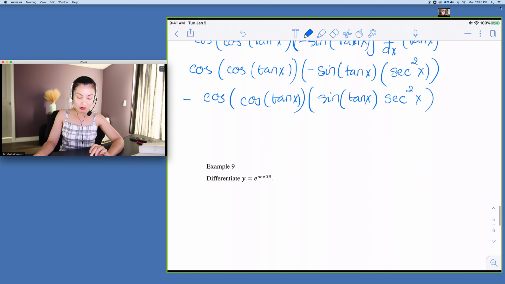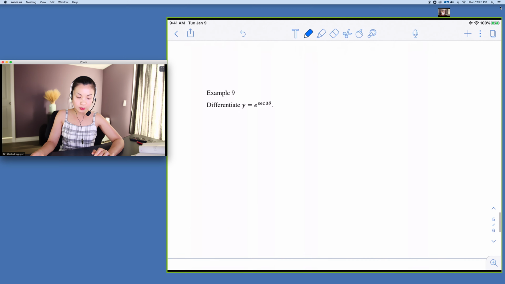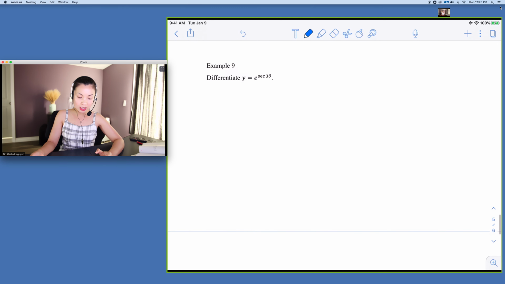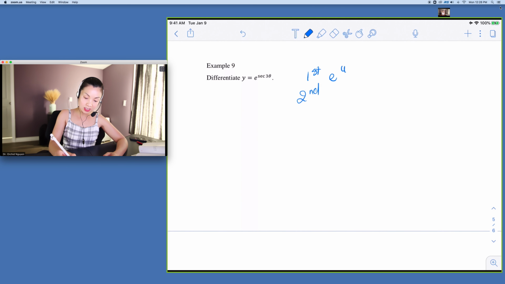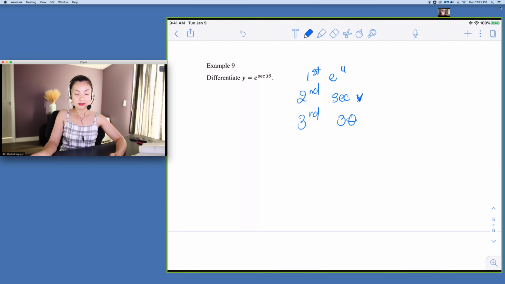Okay, all right, let's take care of example 9. So example 9, you see that we also have three functions, so hopefully you recognize that. The outer function, the first function, is the e function. The second function is the secant function. I'm going to put v. And then the third function is just simply that. Okay?